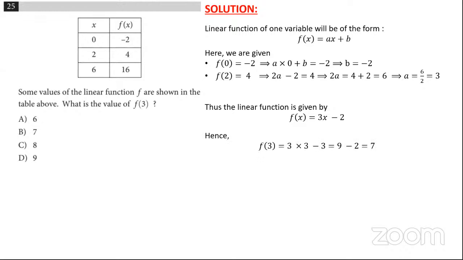So f of 3 is equal to 3 times 3. Sorry, here it needs to be minus 2. I made a mistake. It's -2. So it will be 9 minus 2. So basically 7. And the option corresponding to 7 is B. So our answer is B.